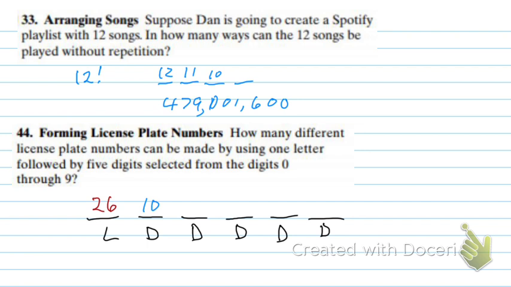How many for the second digit? Yeah, 10. Can I repeat digits? Yes. And then 10, 10, 10. So that's 10 to the 5th power, which is what? 100,000? Is that right? Yeah. Times 26. What's 26 times 100,000? 20 times 100,000 would be 2 million, right? So 2.6 million?